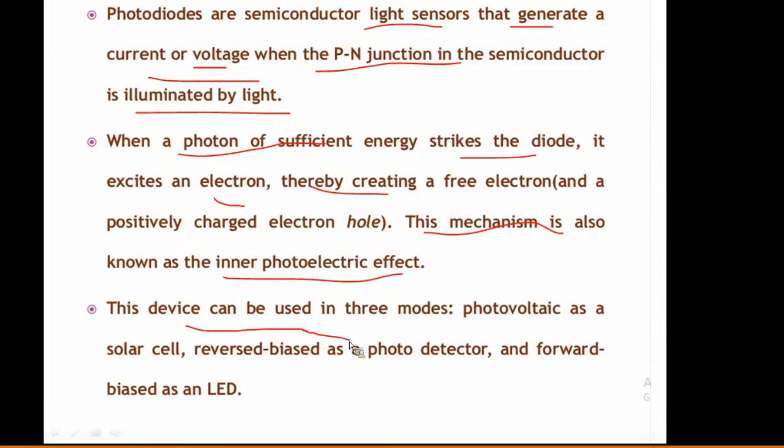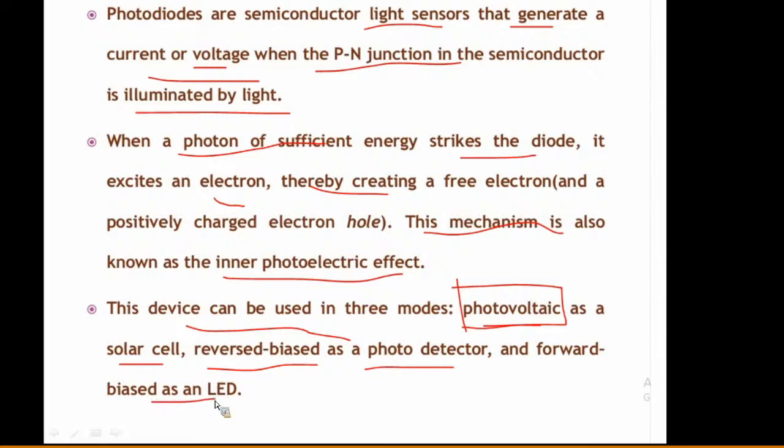Now this device can be used in 3 modes. The first mode is the photovoltaic mode, which is used in solar cells. Whatever solar cells you people are seeing nowadays, there the mechanism is the photovoltaic mechanism. The first mode of operation of a photodiode is as a photovoltaic cell, a solar cell. The second one is reverse bias as a photodetector. The third one is forward bias as an LED.